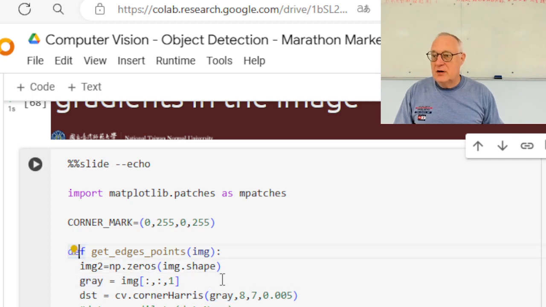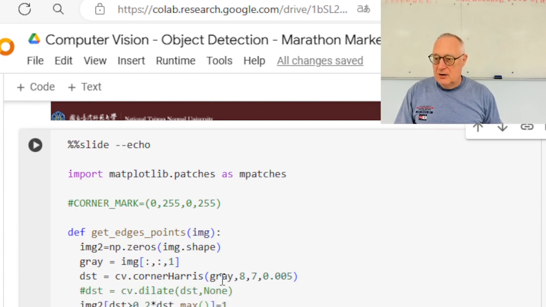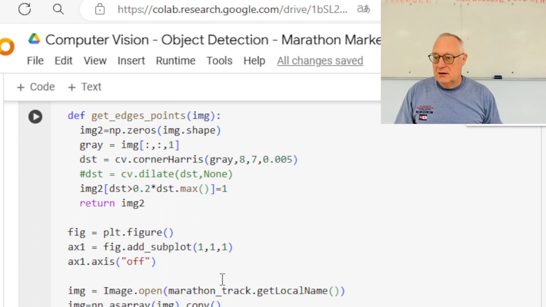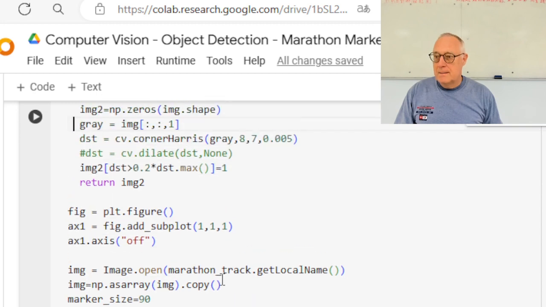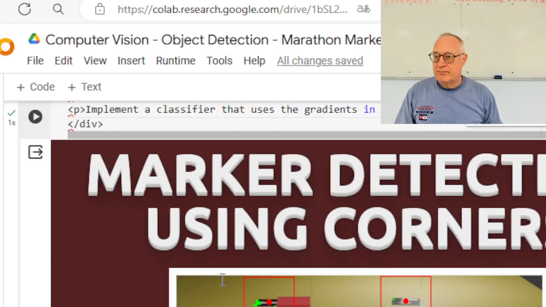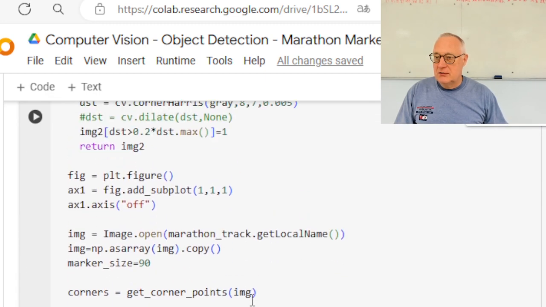So now I want to design a function for detecting the edge points. I won't actually be marking them anymore, so I don't need the corner mark thing. But we're gonna do some special processing with this. So I'll take the image, make a copy of it, and this. So I probably want to use two images here.